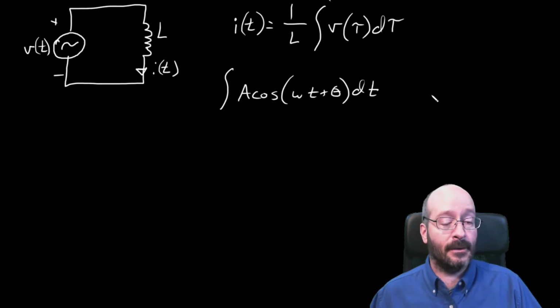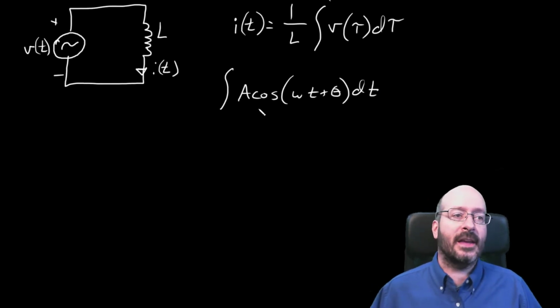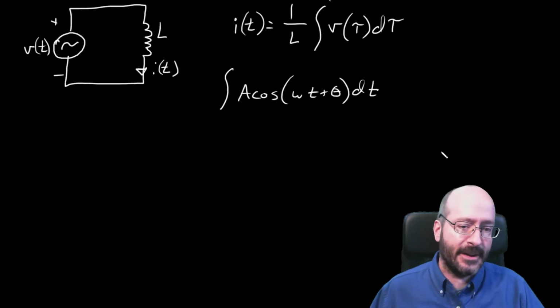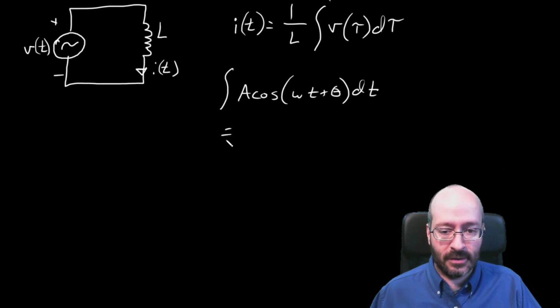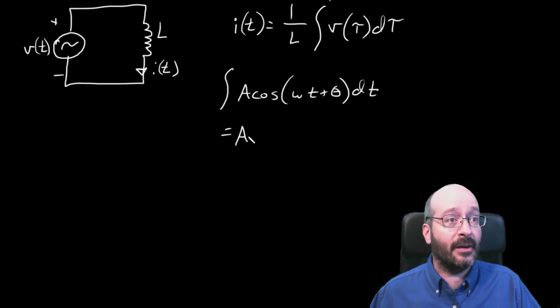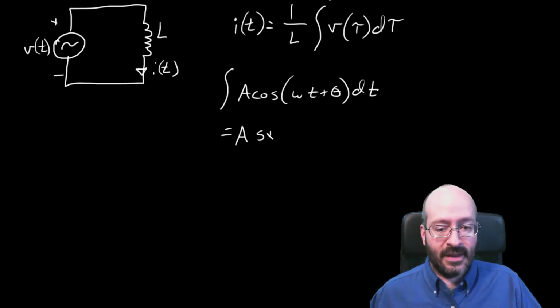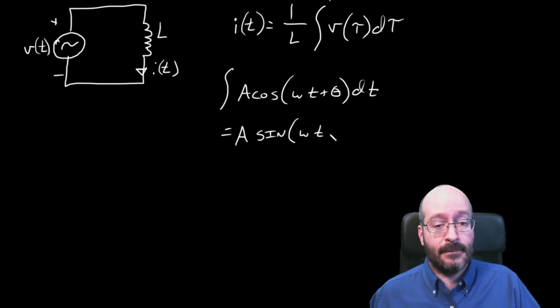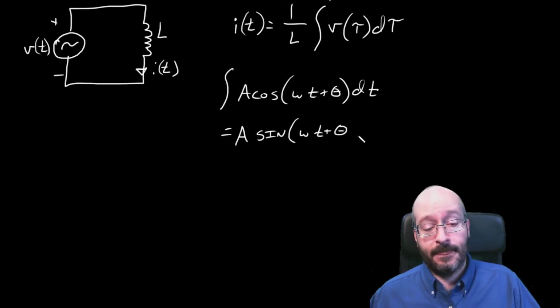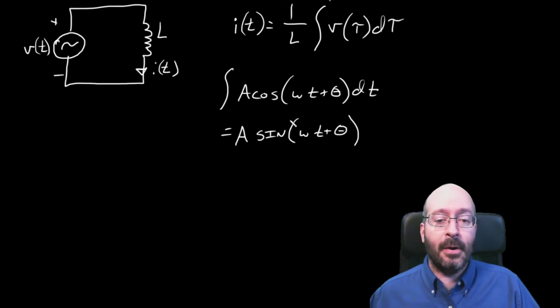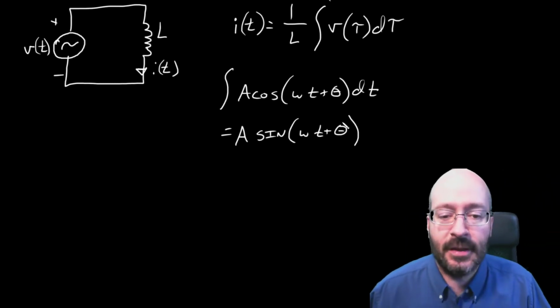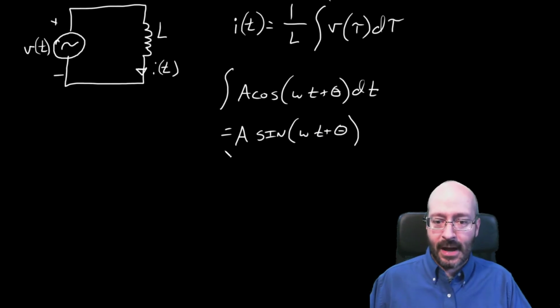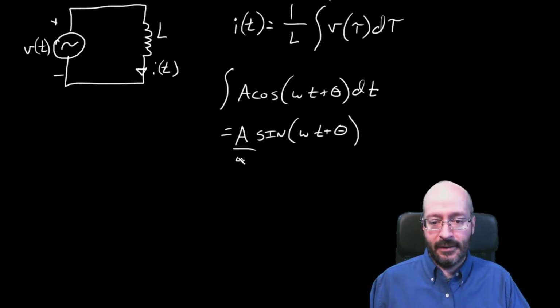dt. Okay, well, now we're taking the integral of a cosine, so that's going to be a sine, and A is a constant, so that's going to pop out, right? So we can say A pops out. We have the sine omega t plus theta. Okay, but we also have to remember U substitution. And because of U substitution, we're going to have another omega pop out. It's going to pop out in the denominator.